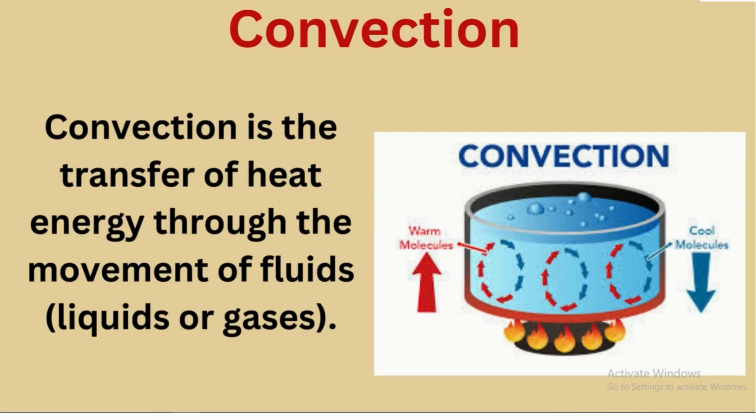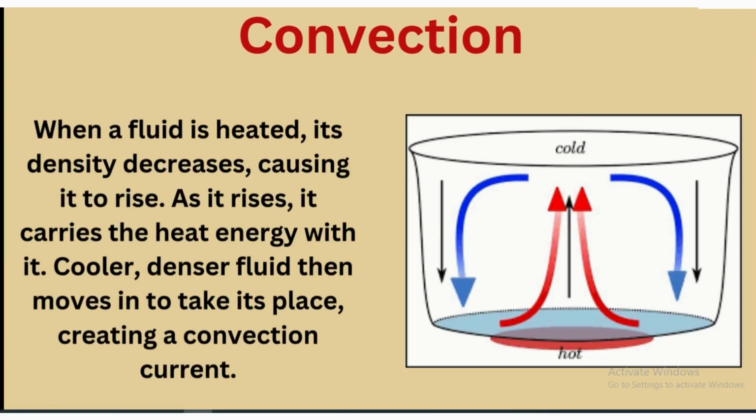Now we're discussing the second type of energy transformation, which is convection. Convection can be defined as the transfer of heat energy through the movement of a fluid. In that case, the fluid may be a liquid or a gas. Convection is the process where, when a fluid is heated, its density decreases, so it causes it to rise.